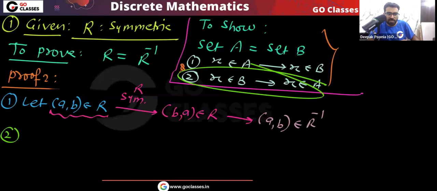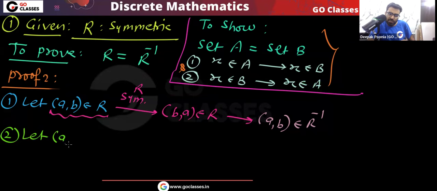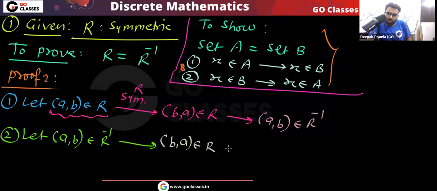Now let's do the second thing. Let's assume that AB belongs to R inverse. Then BA will belong to R. Now notice, R is symmetric. It is already given to you that R is symmetric. So if BA belongs to R and R is symmetric, then AB also belongs to R.